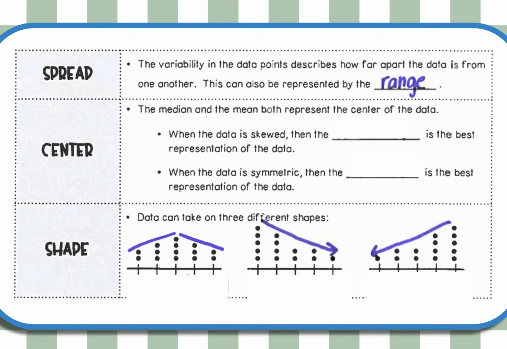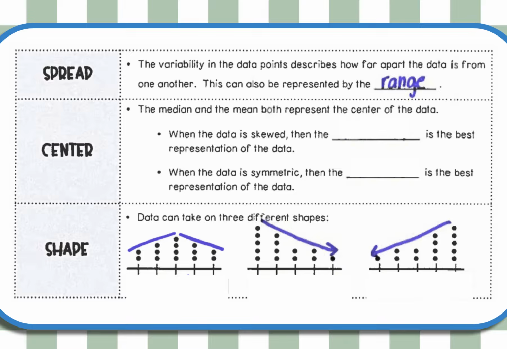Next word is center. The median and the mean both represent the center of the data. So usually the median and mean are pretty close to one another. However, sometimes your data is going to be skewed. So we're going to look at different shapes of data below. We'll fill in these two blanks before we look at the shapes.